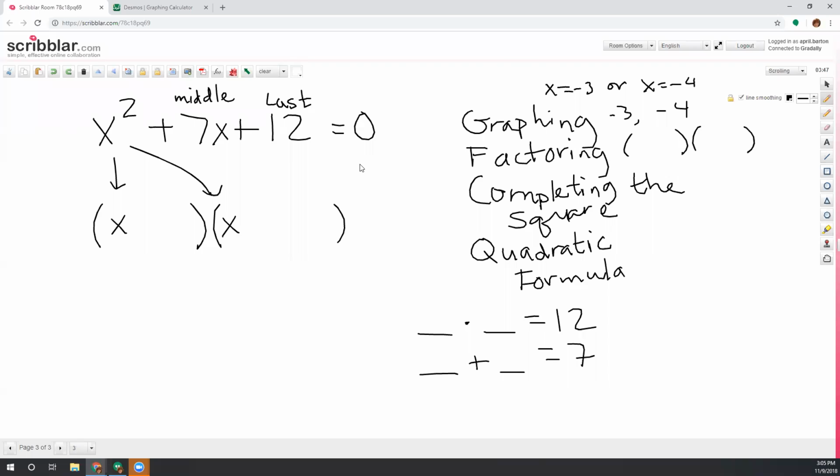So it can be any 2 numbers as long as it fits that pattern. 2 numbers that multiply to be 12 and also add to be 7. So like 6 and 2 wouldn't work because 6 times 2 is 12, but 6 plus 2 is 8, and we want it to be 7. Good. +3 and +4. So we have +3, +4.